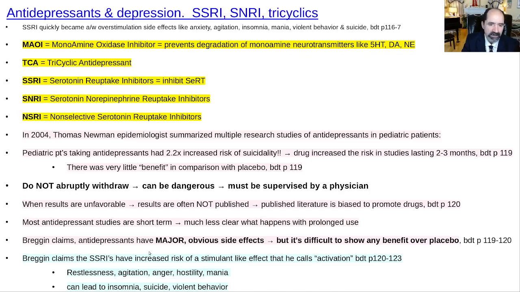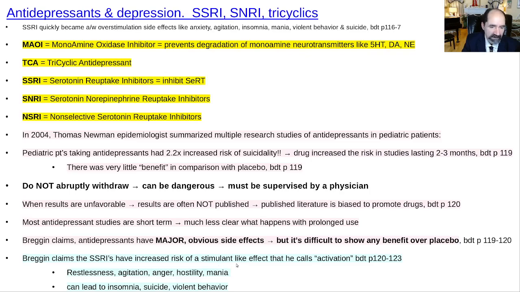Breggin claims that antidepressants have major, obvious side effects, but it's difficult to show any benefit over placebo. You have a drug company statistician trying to set up the study any way possible to make it look good, and they still can't. Hardly ever make it look good. And the benefits, once you go through the details of placebo, you see minimal, if any, benefit over placebo.